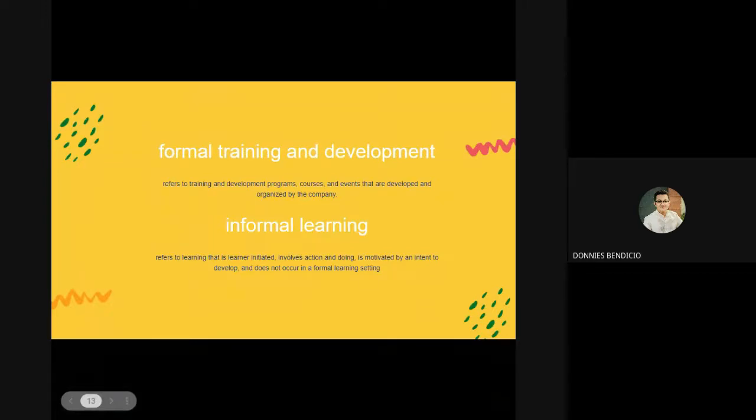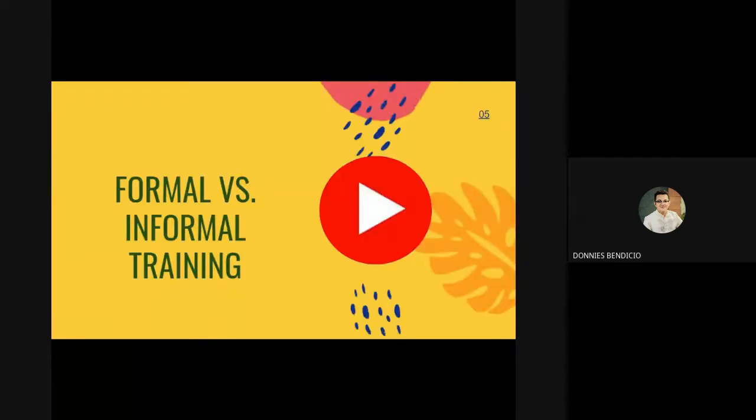So there are employees that we can have in an organization that might be interested to develop his or her characteristics or abilities, knowledge, as well as skills in terms of his or her own pace. So this is what we call informal learning. Now let's have another video presentation on how these formal and informal training further differ from one another.